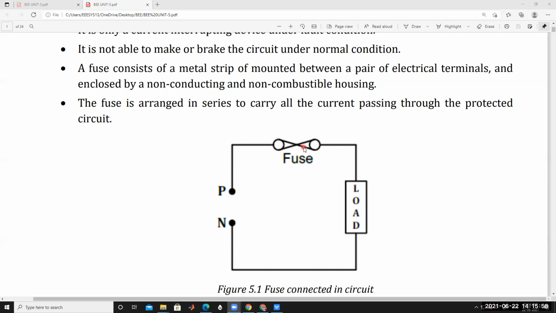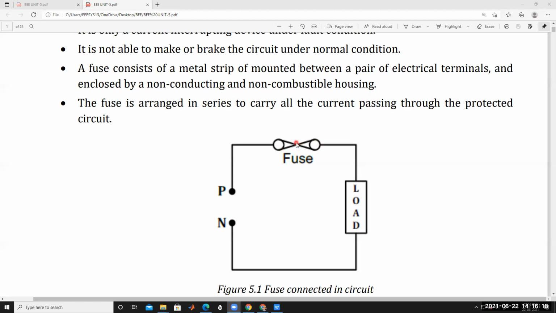I think you have observed this. In your home, after the energy meter, one fuse is there. Am I right? After the energy meter, one fuse is used to protect your home appliances and devices. So that fuse has different types. This is one of the fuses.